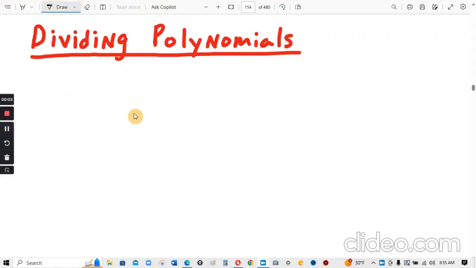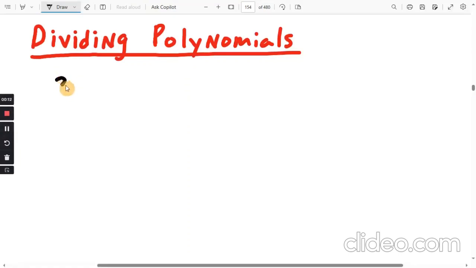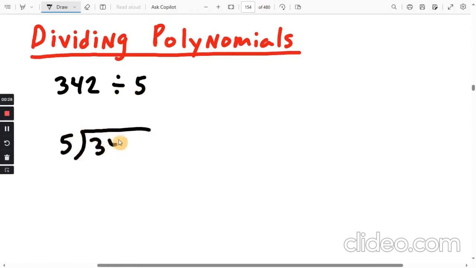All right, this will be for dividing polynomials. Just a quick review. Let's say in grammar school, the teacher asks you to divide 342 divided by 5. The part you're dividing by goes out front, and you are dividing that into 342. So you would say 5 into 3 doesn't work. 5 into 35 goes 6 times.